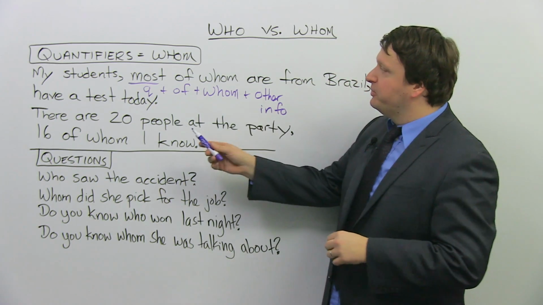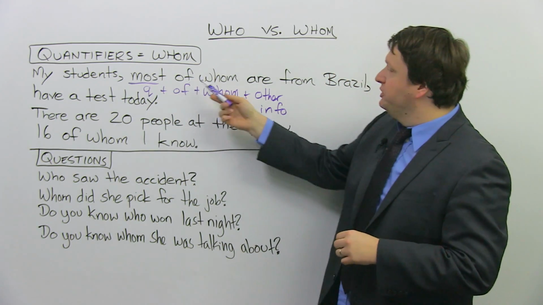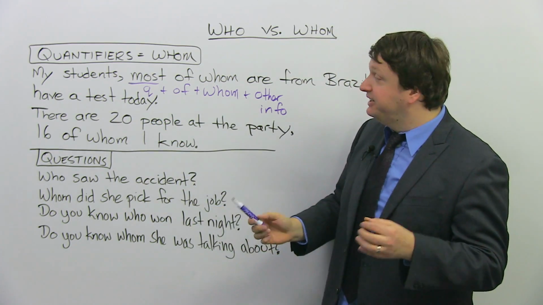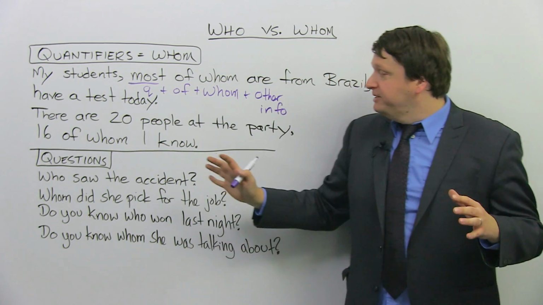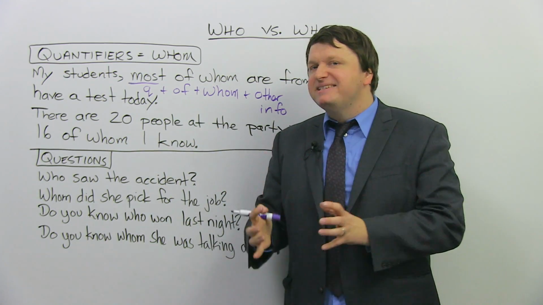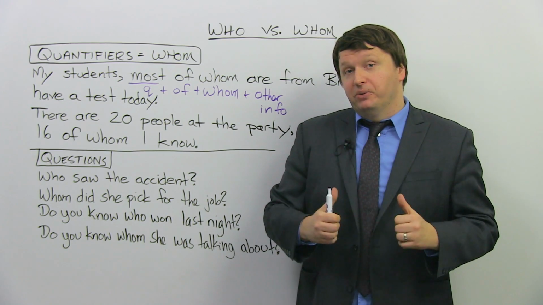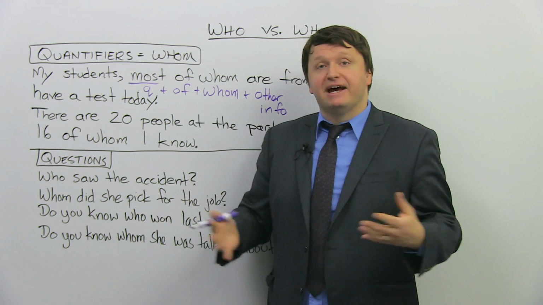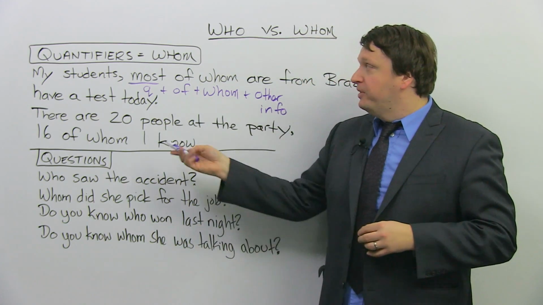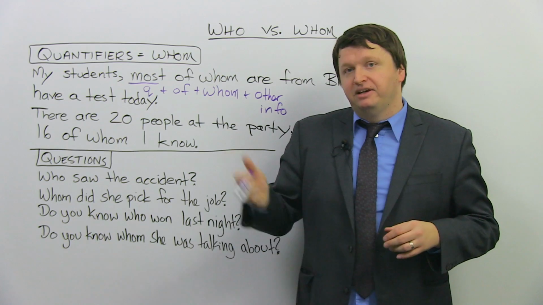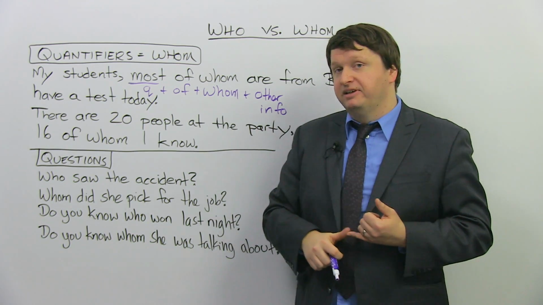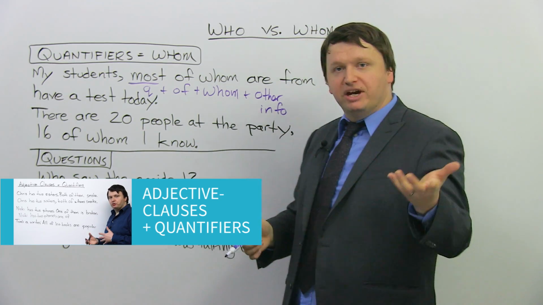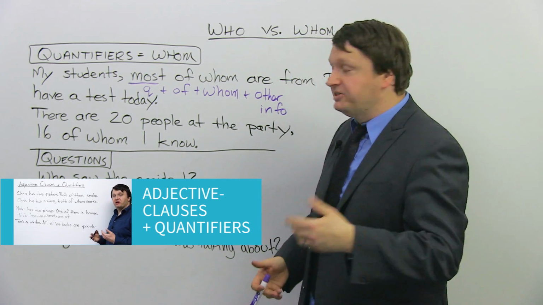So let's look at these one more time. My students, most of whom are from Brazil, have a test today. They have a test today. And next, there are 20 people at the party, 16 of whom I know. So I know 16 people at the party and the party has 20 people. So just remember, when you have this construction, you need to use whom. And there is actually a lesson on this on my engVid channel, so you can check that out too if you want more detailed explanation.